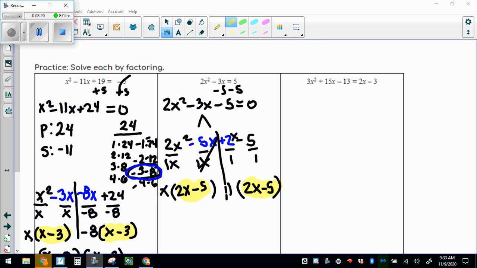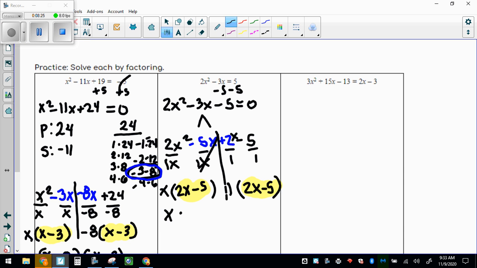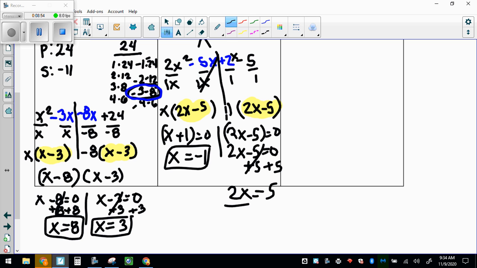That's a little better. Now they match, so we're going to set our GCFs, which is x plus 1, equal to 0, and our repeated parenthesis equal to 0, and we're going to solve. When we do so, we get x equals -1, and on the right side, this time we have a 2-step equation, and we're just going to solve it like normal algebra. Opposite of -5 is +5. Cancels. And the last step is always divide. So we have x equals 5/2, and I would leave it as a parenthesis.